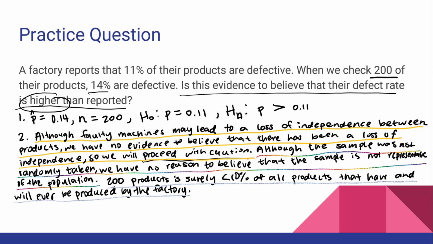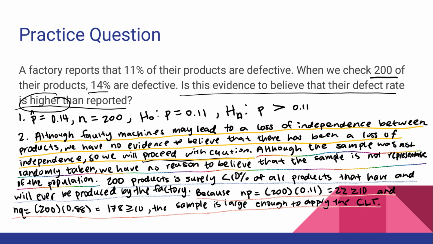And then finally we have our success failure condition. So np is greater than or equal to 10 and nq is greater than or equal to 10. Writing that out, we have to show all of our math so it ends up looking like this. Because np, which is equal to, substitute in your numbers, 200 times 0.11, which is what we said in our alternative hypothesis, is equal to 22, which is greater than or equal to 10, and nq, which is equal to 200 times 0.88, is equal to 178, which is also greater than or equal to 10. The sample is large enough to apply the CLT. So this basically means we're going to use a sampling distribution. We are going to use the normal model here.